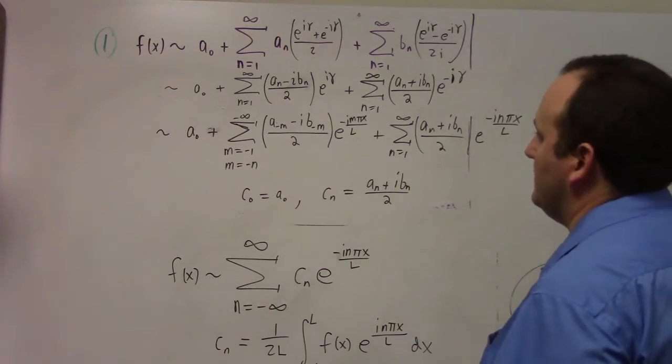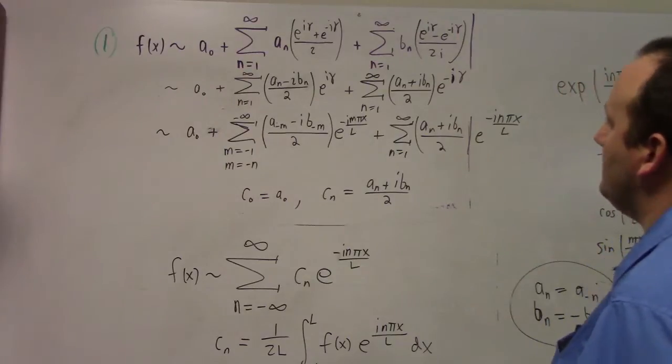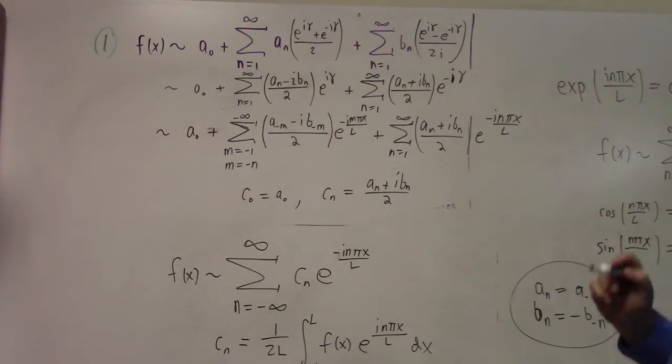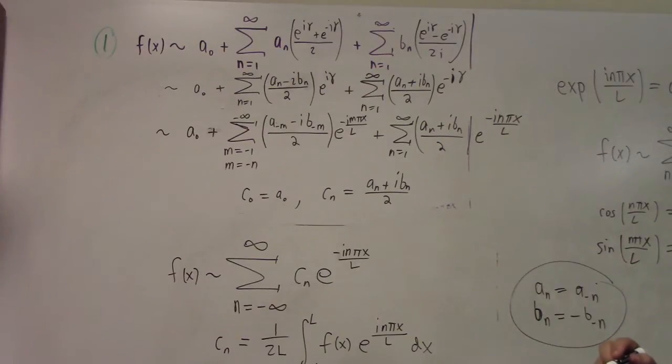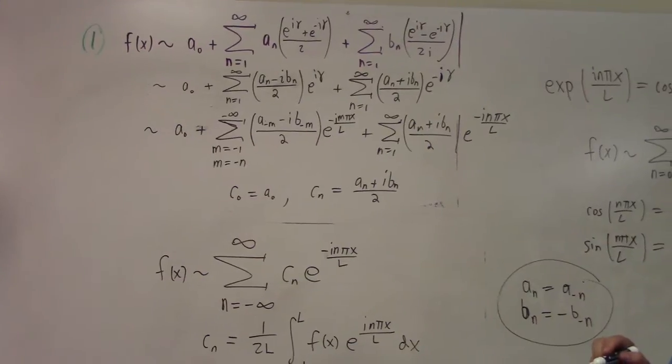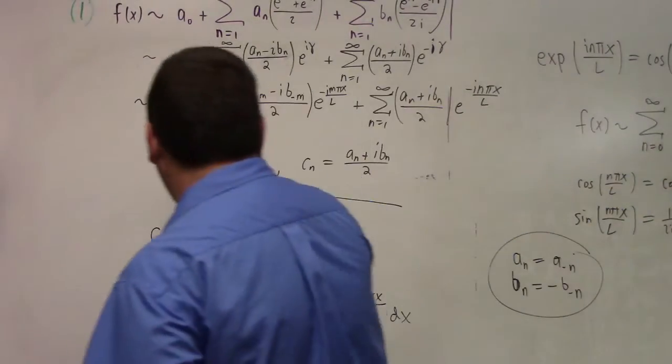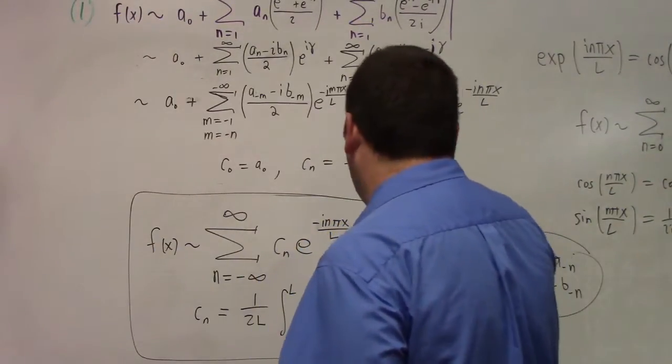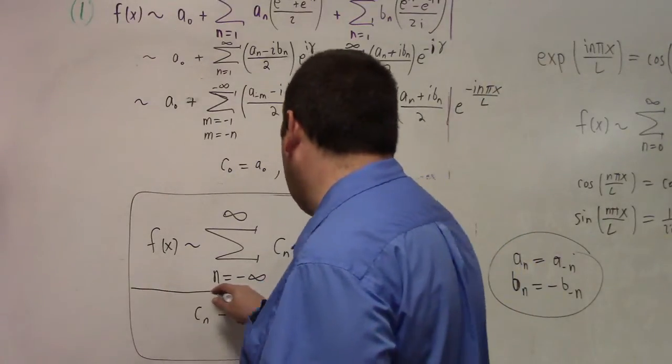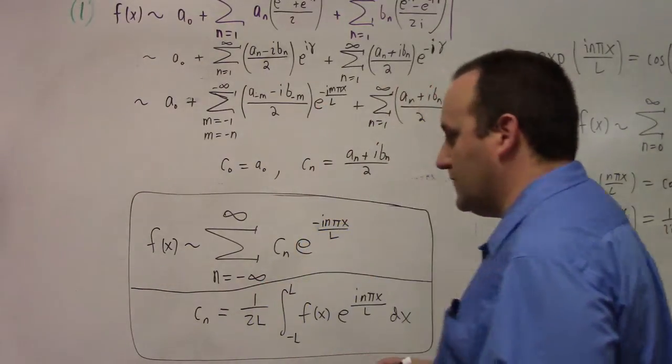Man, how does he get away from the 2? Oh, that's right. The 2 appearing in the constant is for the cosine series, not for the full series. So that is a very, very slick way of capturing what the Fourier series is.